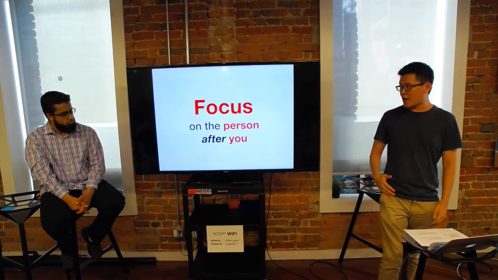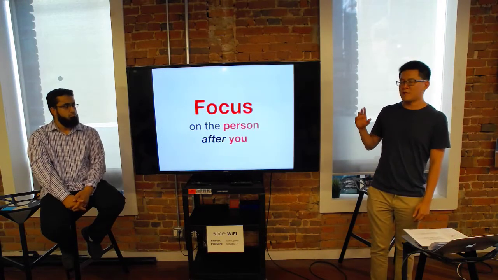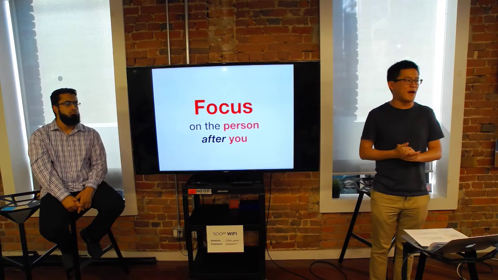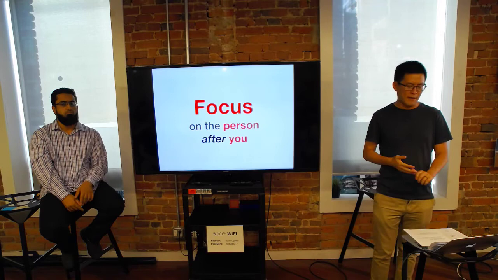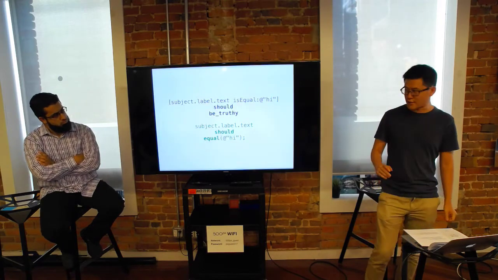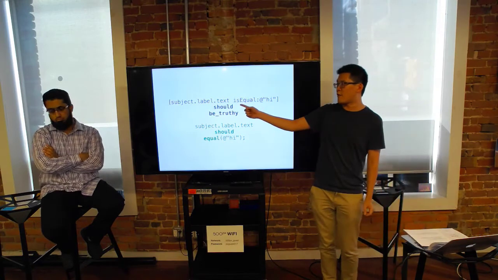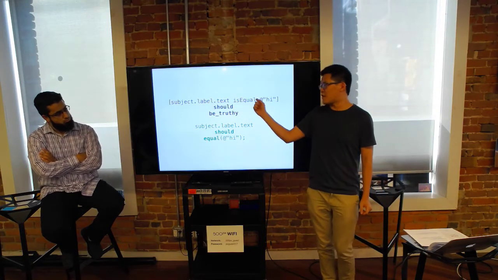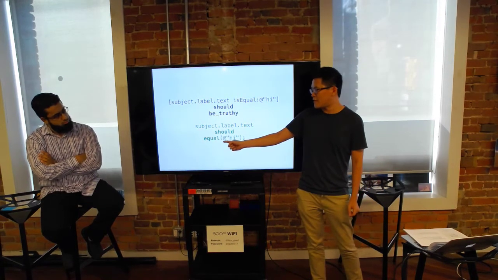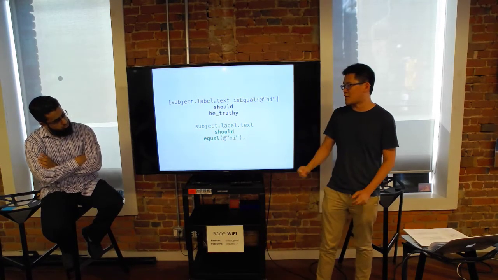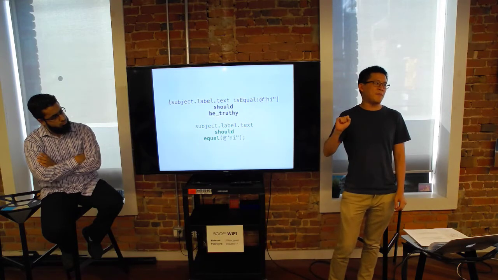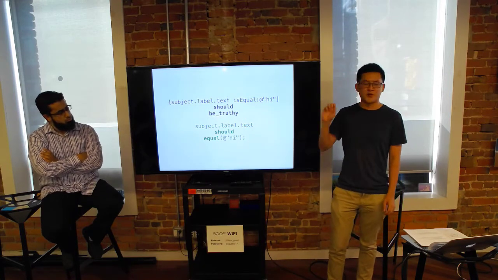So all of this adds up to what I think is the main principle, which is focus on the person after you. What does that mean? It means paying attention to detail. So that test that we saw where we were checking the text being equal to high, maybe you should use a different matcher, saying subject label.text should equal this. So when this test fails, it's going to say expected true, but got false.